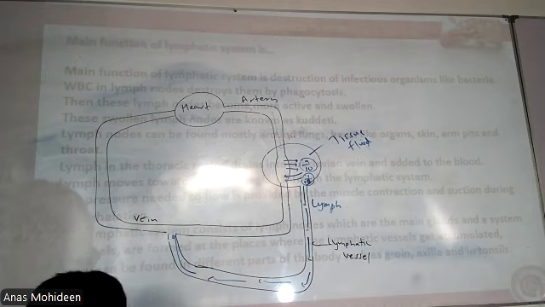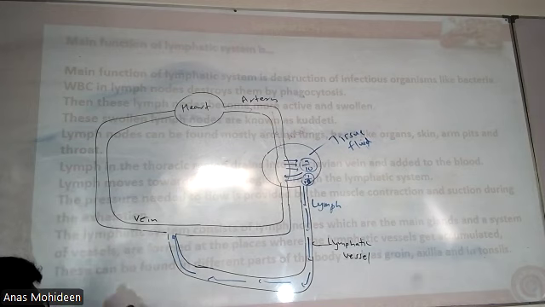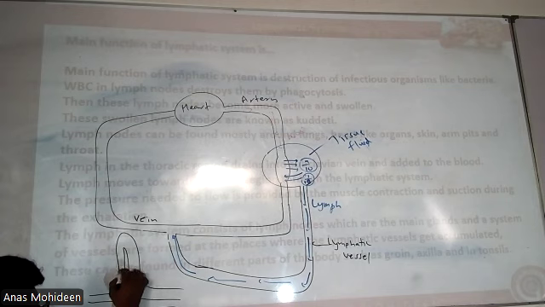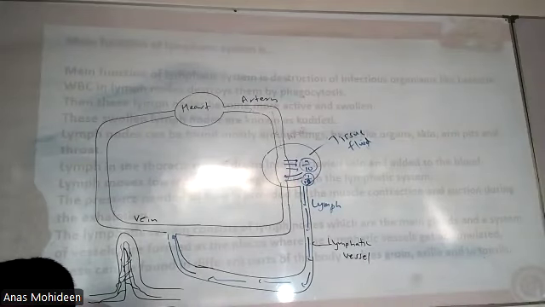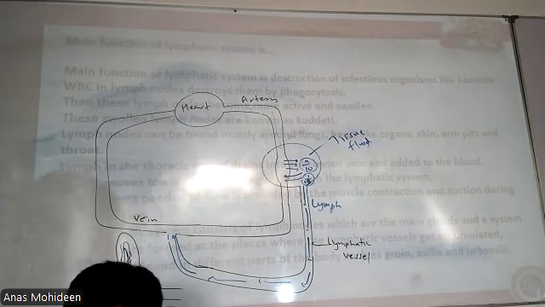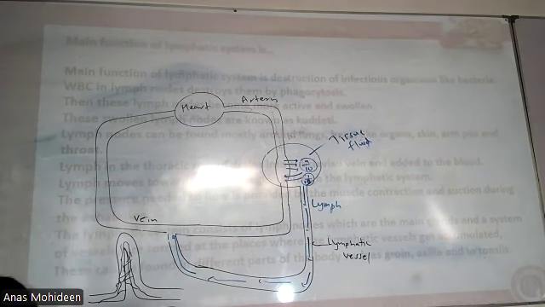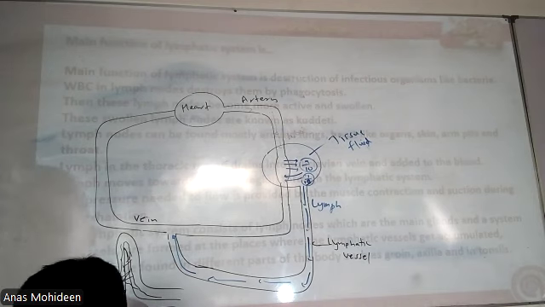Lacteals, in the small intestine. Villi were there, can you remember? Finger-like projections. In those villi, can you remember the structure? The blood capillaries were moving around them. Blood capillaries absorb all the digested products except two, fatty acids and glycerol. These fatty acids and glycerol are absorbed into lacteals. So this lacteal is also connected to the lymphatic system.